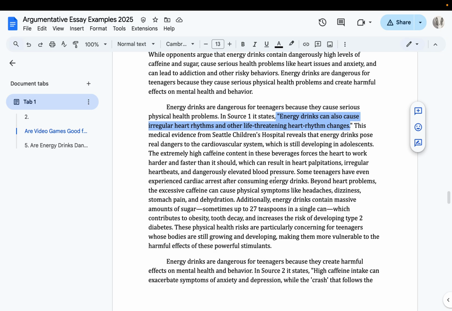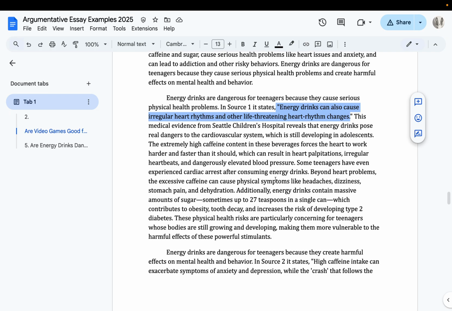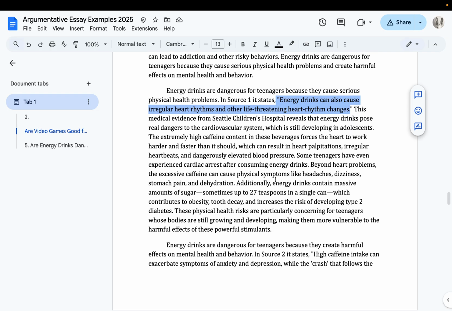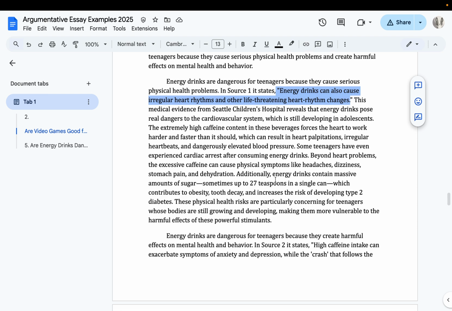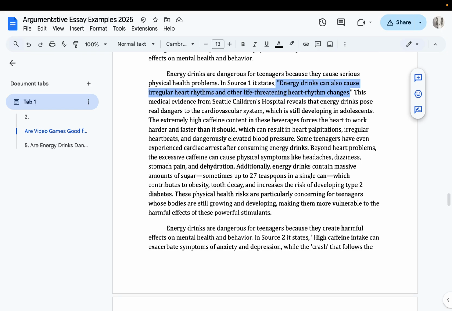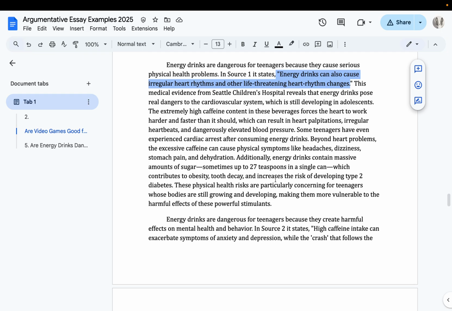The extreme high caffeine content in these beverages force the heart to work harder and faster than it should, which can result in heart palpitations, irregular heartbeats, and dangerous elevated blood pressure. Some teenagers have even experienced cardiac arrest after consuming energy drinks. Beyond heart problems, the excessive caffeine can cause physical symptoms like headaches, dizziness. So just go into it, right?